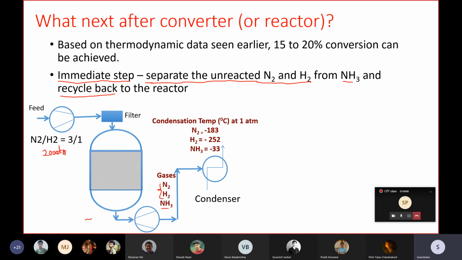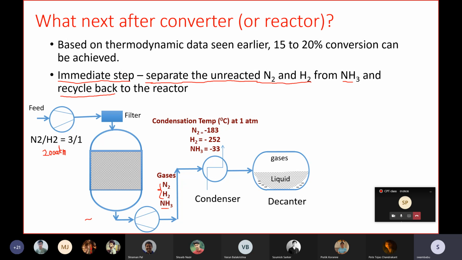So liquefaction or condensation takes place in a condenser. I'm sure you have heard about condensers in heat exchangers. We do the condensation at a temperature close to the ammonia condensation temperature of minus 33, so roughly it will go down to almost minus 35 degrees centigrade.